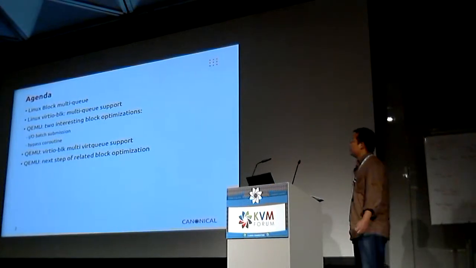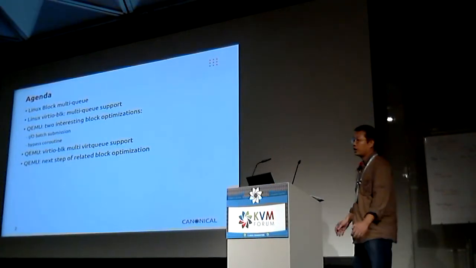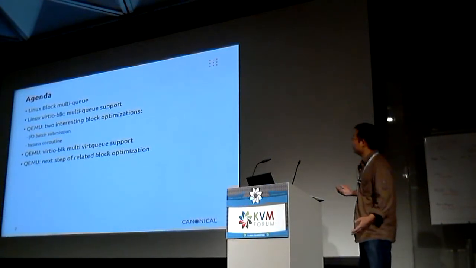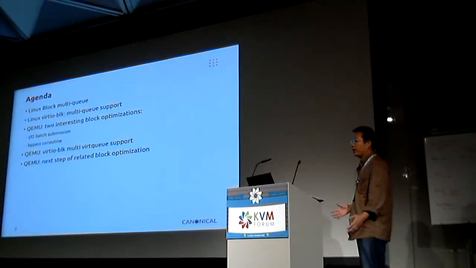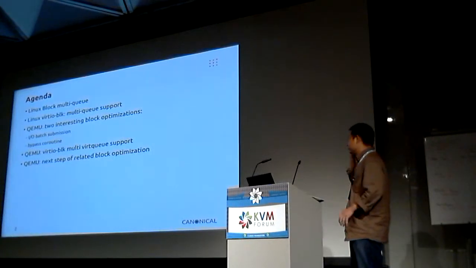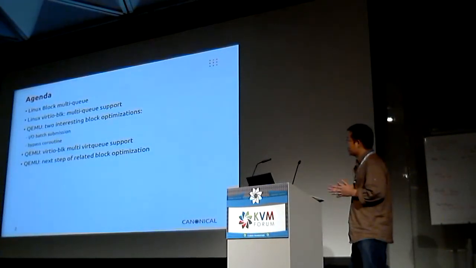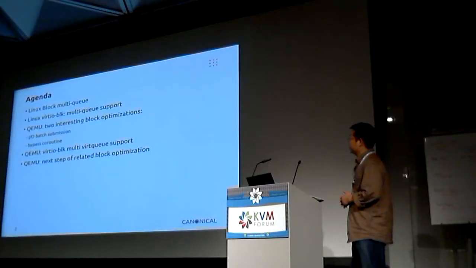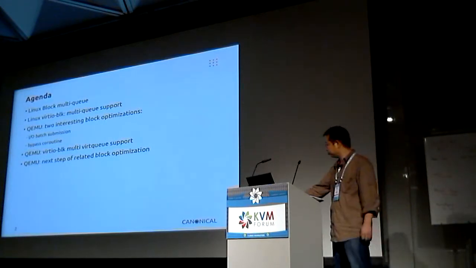The first two parts are about Linux block multi-queue background and Linux Virtio block multi-queue support. The other three parts are about the QEMU side. Two interesting optimizations are presented. Then it's Virtio block multi-queue support. The last part is some related work in the near future.